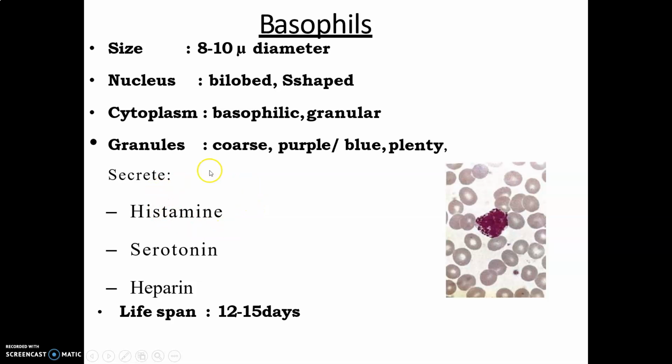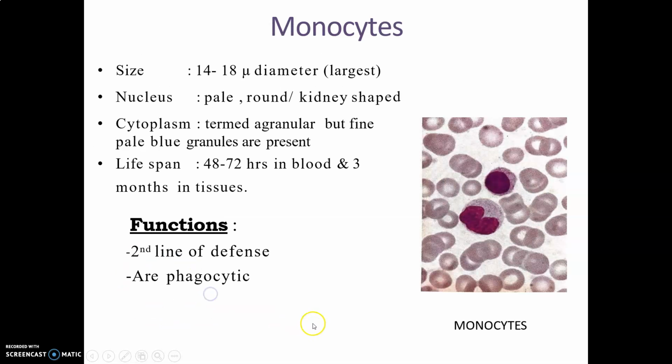Histamine is a vasodilator. Vasodilator means it helps in the dilation of the blood vessels. Then they secrete serotonin, which is a vasoconstrictor. That means they help in decreasing the size of the blood vessel. They also secrete heparin. Heparin, I told you in the previous chapters also, is an anticoagulant. Their lifespan is almost 12 to 15 days.